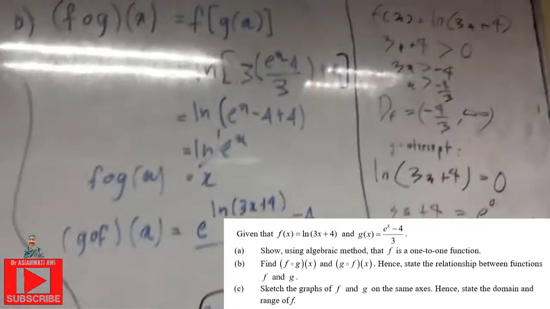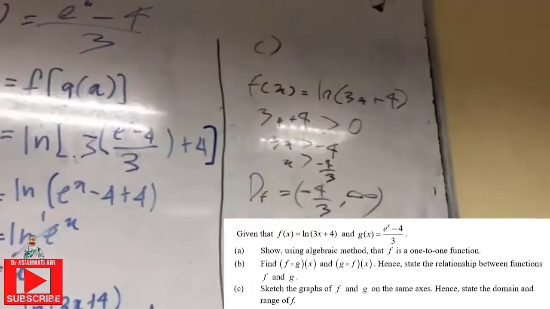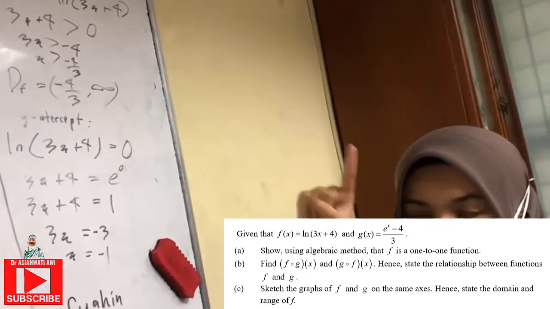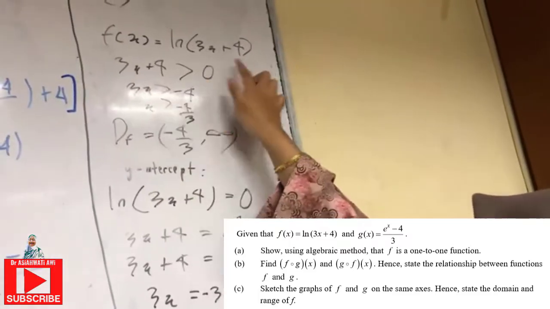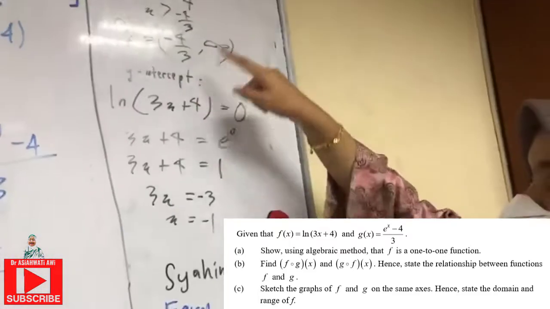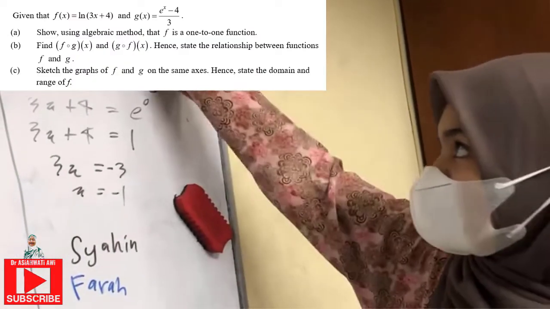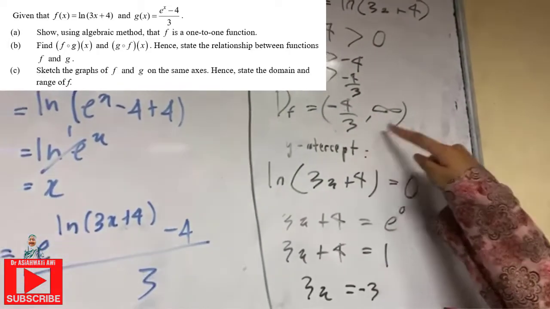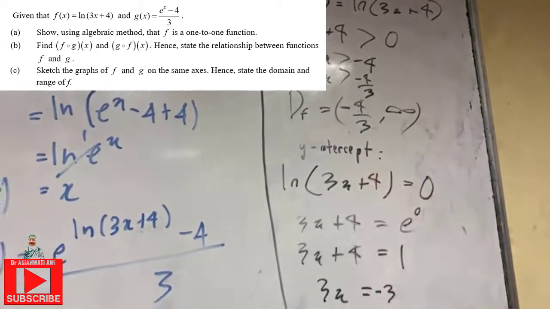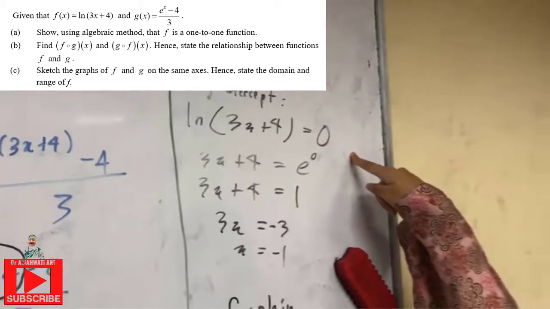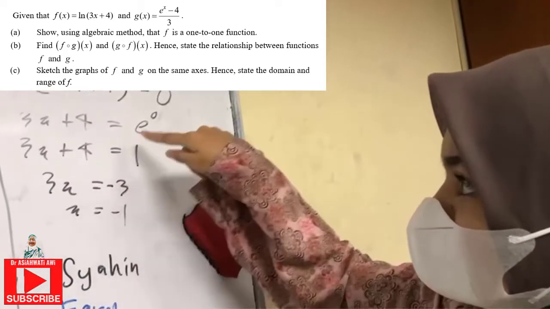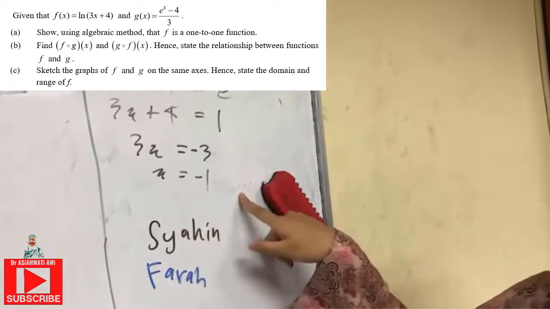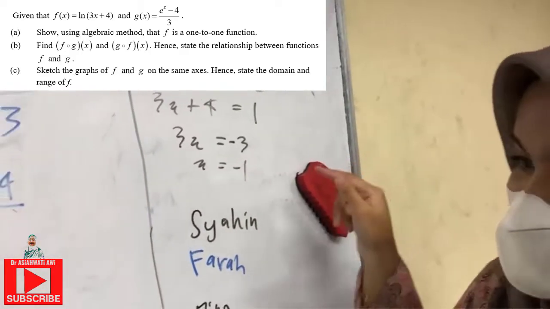For question C, sketch the graph of f and g on the same axis, hence state the domain and range of f. So first kita cari dulu dia punya asymptote. Kita kena ambil equation ni more than 0. So make x as the subject and you get negative 4 over 3. So domain untuk graph f(x) ialah negative 4 over 3 to infinity. For y-intercept equals f(x) to 0. So ln we change it to e, and e power of 0 equals to 1. So x equals to negative 1. So move to the graph.